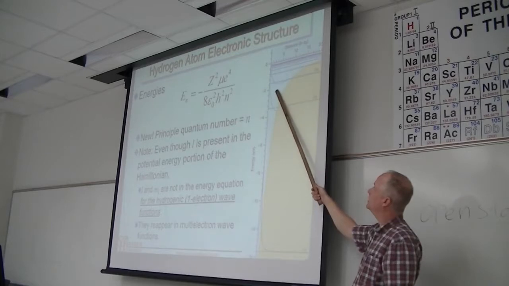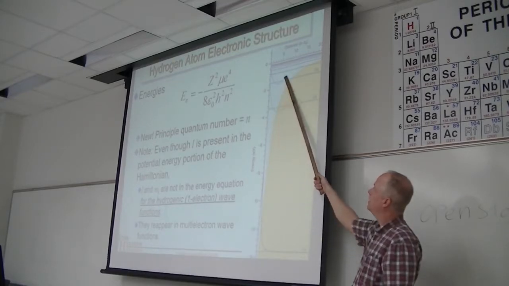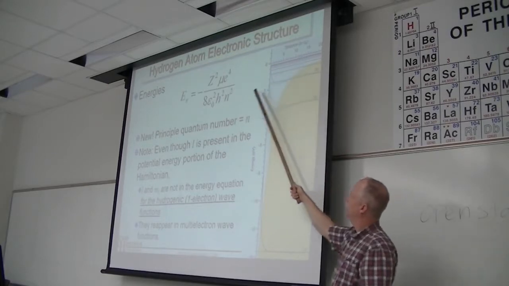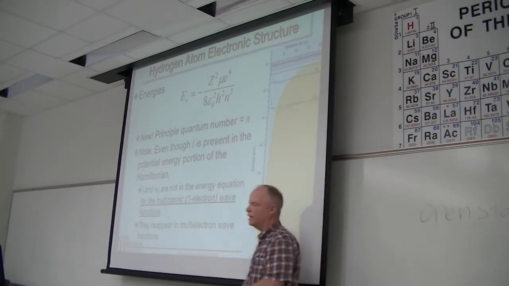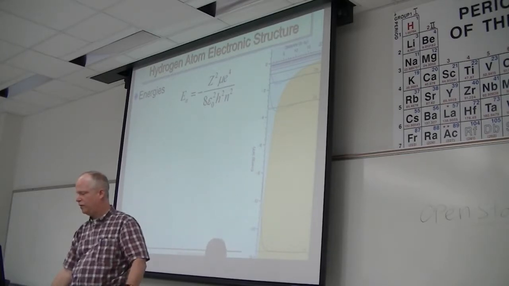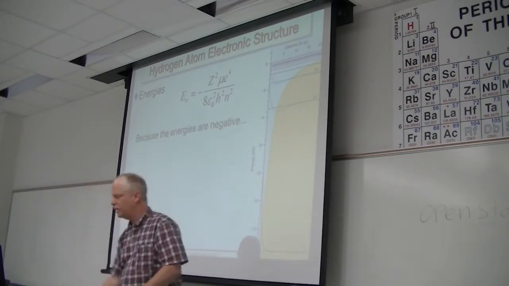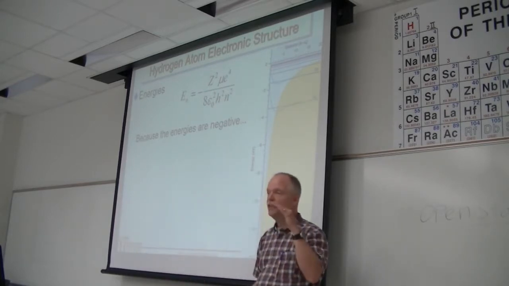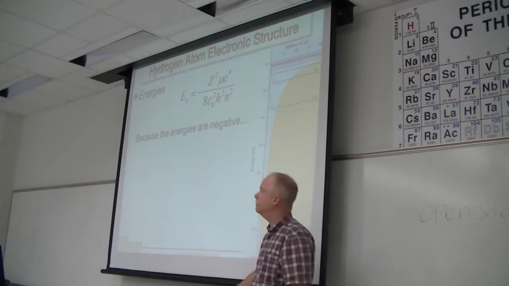So that seems strange. As n is going up, we see an increase in energy. Okay, but n is in the denominator. How is that the case? How are we getting a higher energy with a larger n? It's because the energies are negative. So look where 0 is in the hydrogenic system.